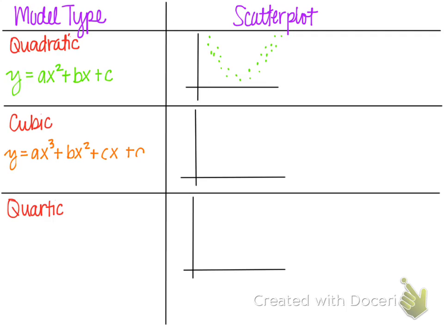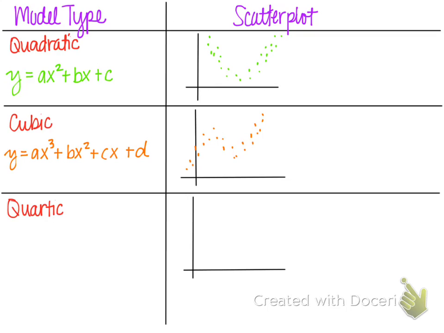Now, cubic data is of the form y is equal to ax cubed plus bx squared plus cx plus d. Now, the highest exponent term for that one is cubed. And the way that the cubic data goes is something like this. So this is just an example. Of course, you can have something that looks kind of like that as well.